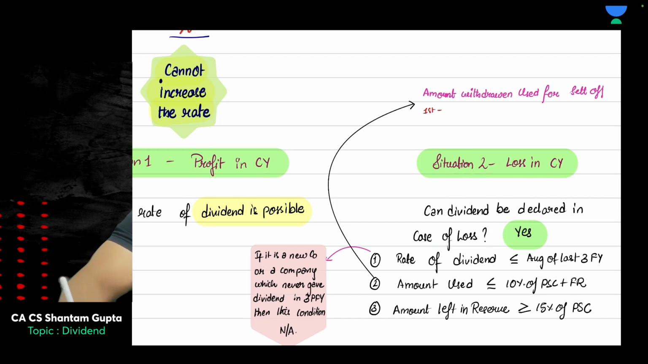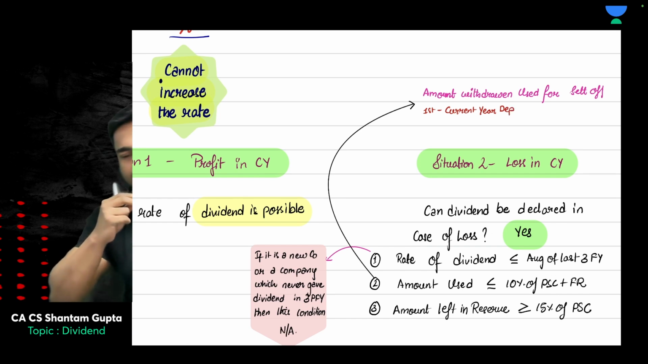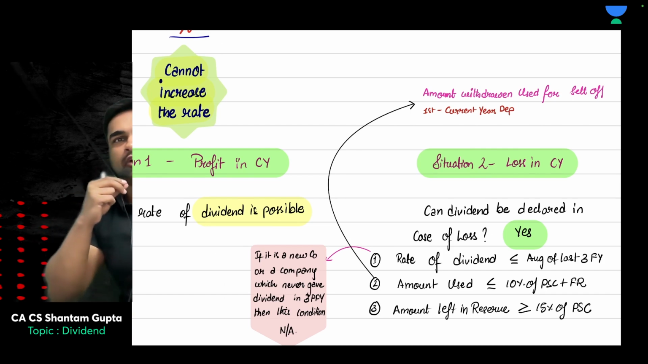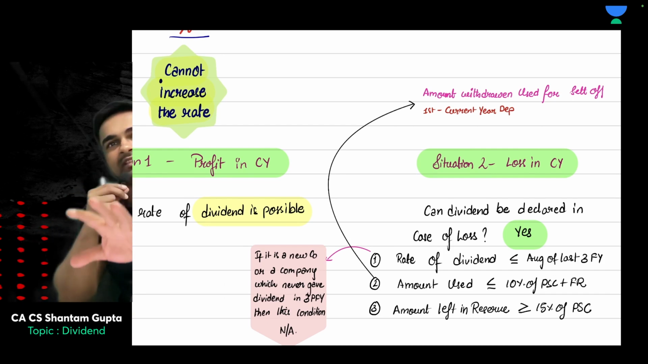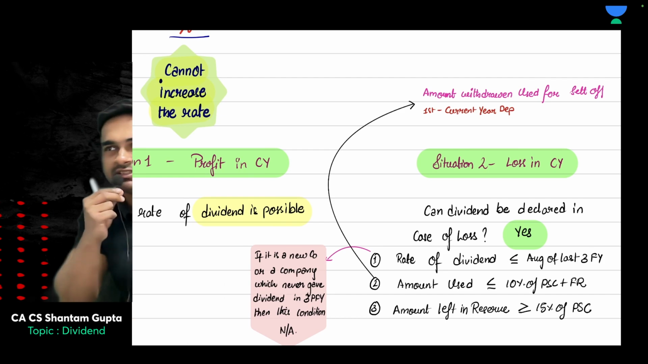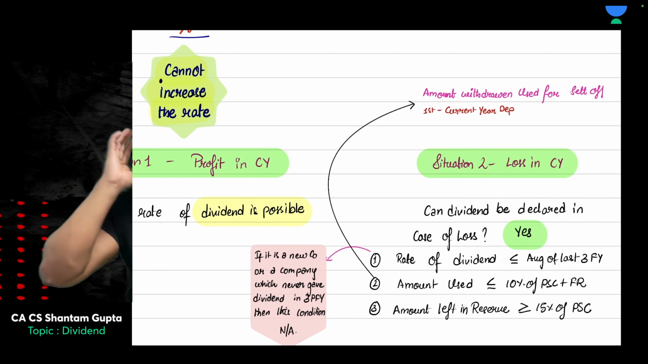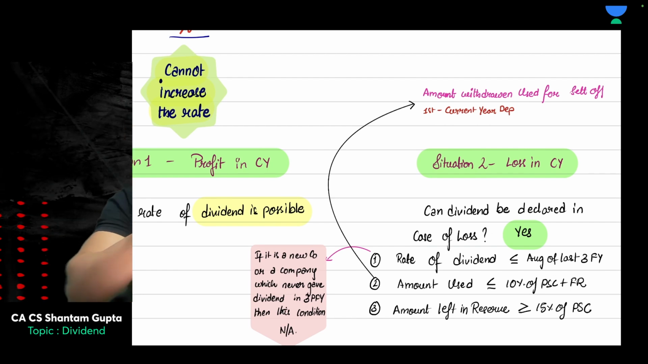First, current year depreciation. Now, some people ask me, sir, why are you writing current year depreciation? Guys, understand this. If I am having a loss this year, it means this year's depreciation also wouldn't have been adjusted. That is why I have a net loss, sir. Use your convenient brain. If you have one, use it.